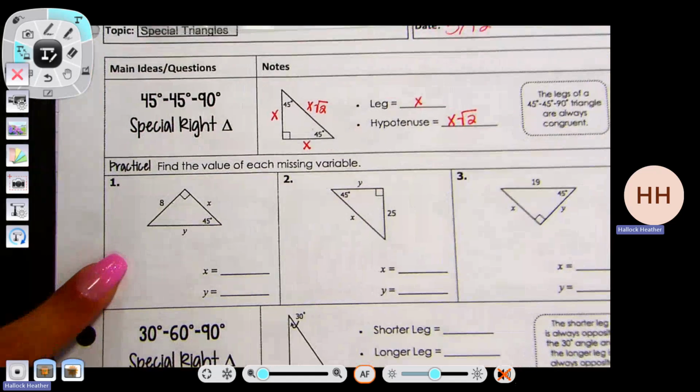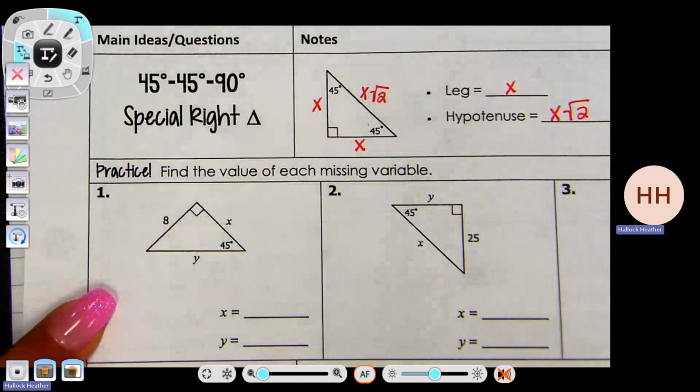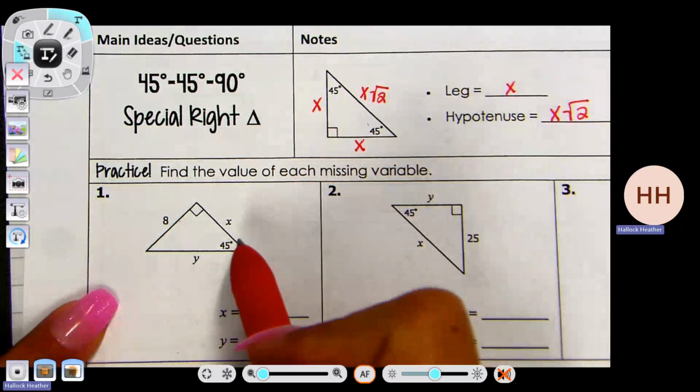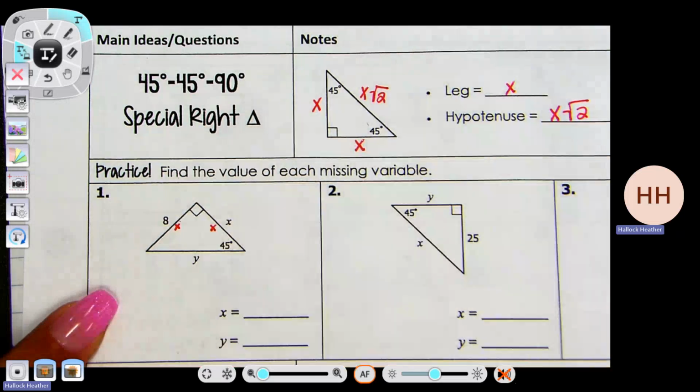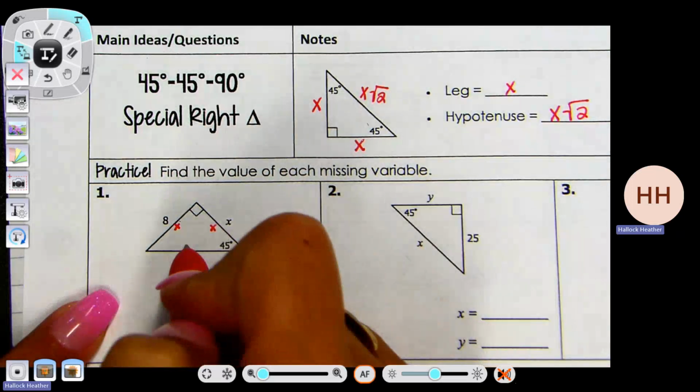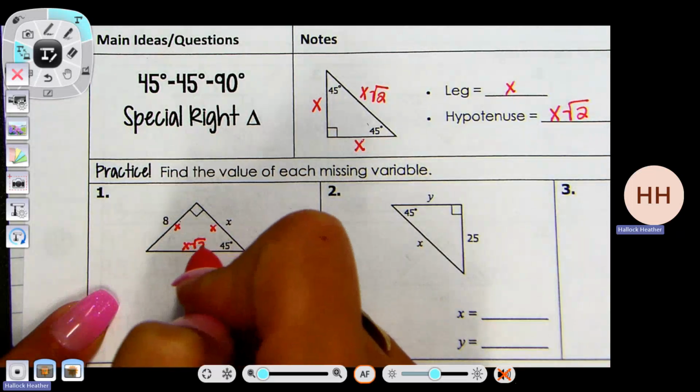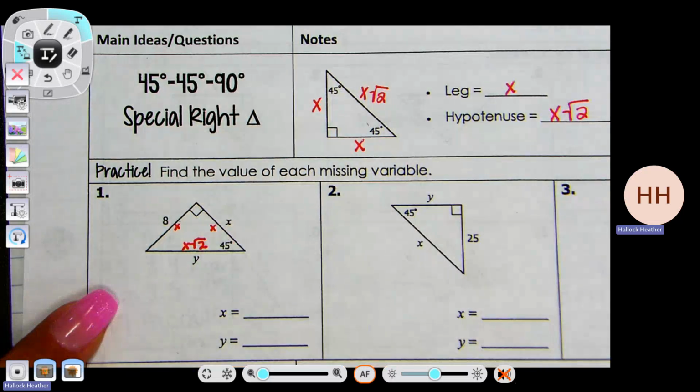So for numero uno, first thing we're going to do, this is spinning the triangles, like rotate it a little bit. So I'm going to put the formula inside the triangle. So there's an X here. There's an X here because those sides are the same. And then I have X square roots of 2 there. So that's just the formula. So there's a number that I can use.